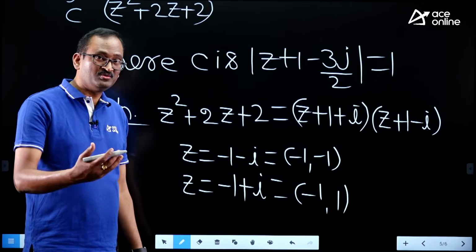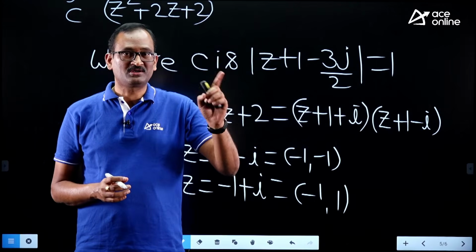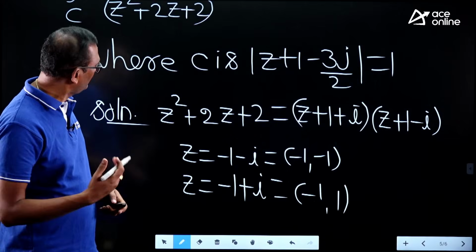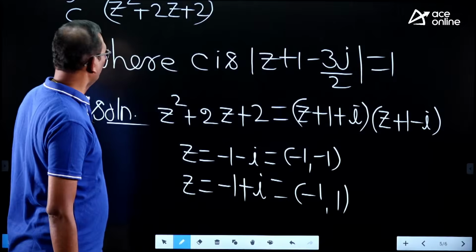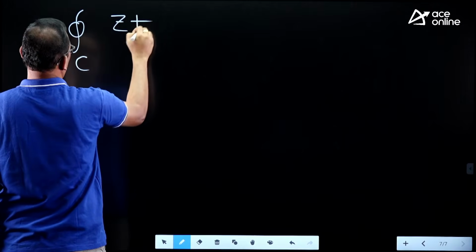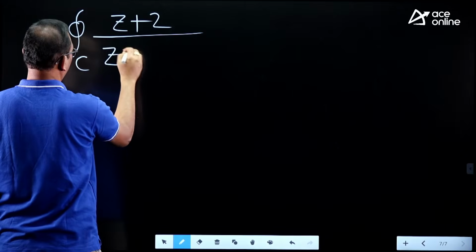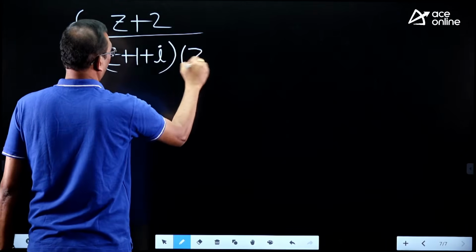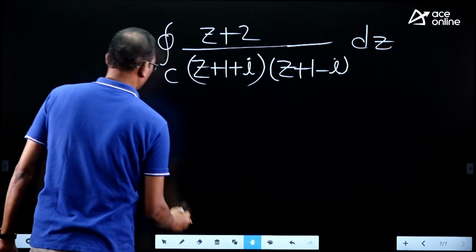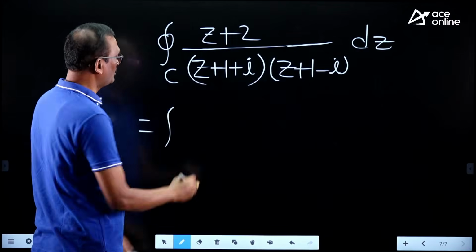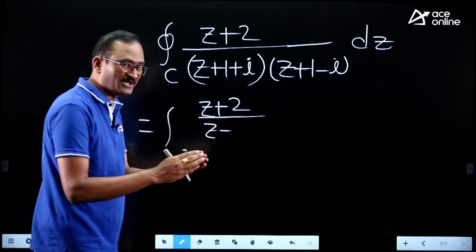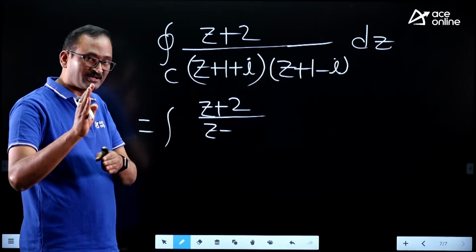Therefore, we need to solve this problem using Cauchy's integral formula, or it could also be solved using Cauchy's residue theorem. I think the integral formula is comfortable. If you wish, residue theorem is fine, you can apply that as well. Now, this integral, z plus 2 over the denominator, can be written as z plus 1 into z plus 1 plus I into z plus 1 minus I, dz. One singular point lies outside the curve, so we take z plus 2 with the singular point z equal to minus 1 minus I, or you can write minus 1 minus j.